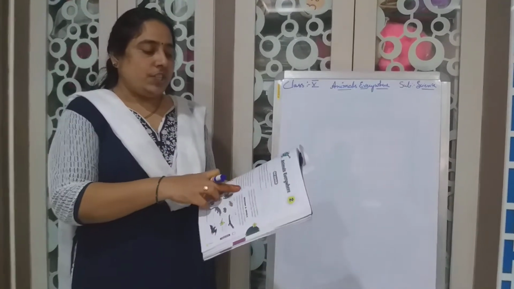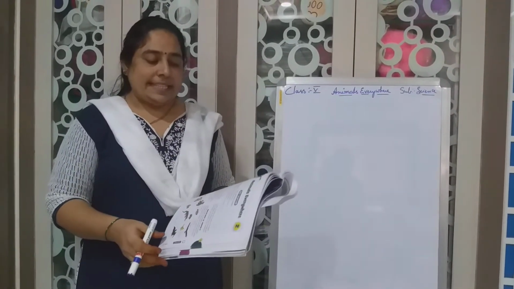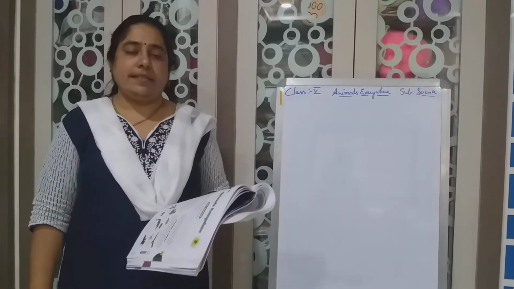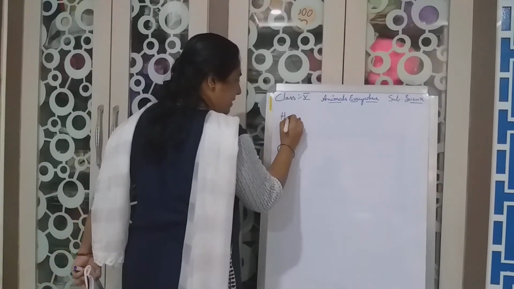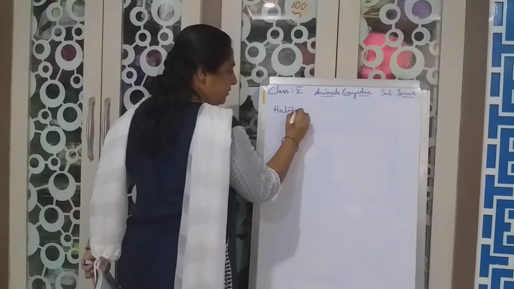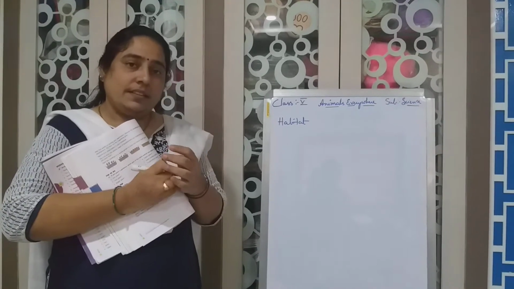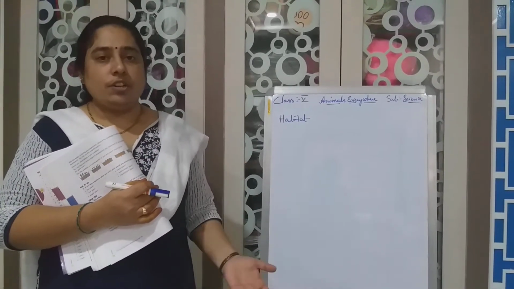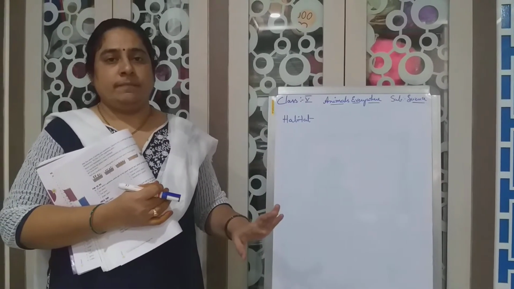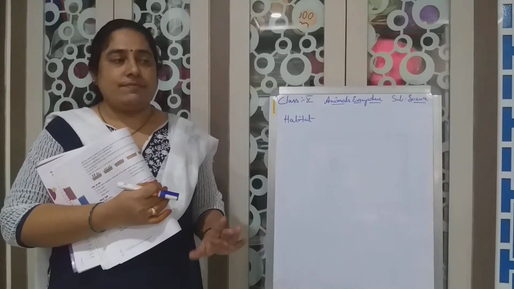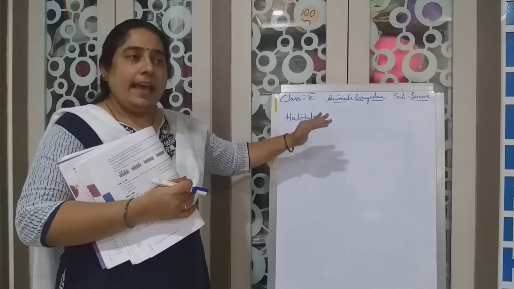The natural home or surroundings of an animal where it lives, eats, grows and has babies is called its habitat. What is it called? Habitat. Underline habitat, children. Where it lives, where it eats, where it grows, the surroundings, the place where it lives is called its habitat.